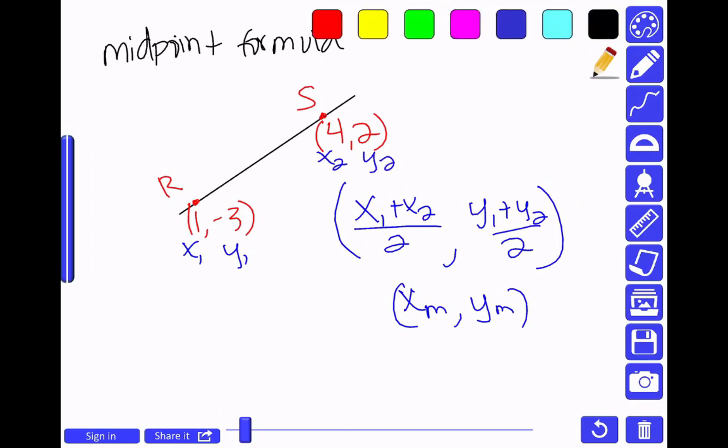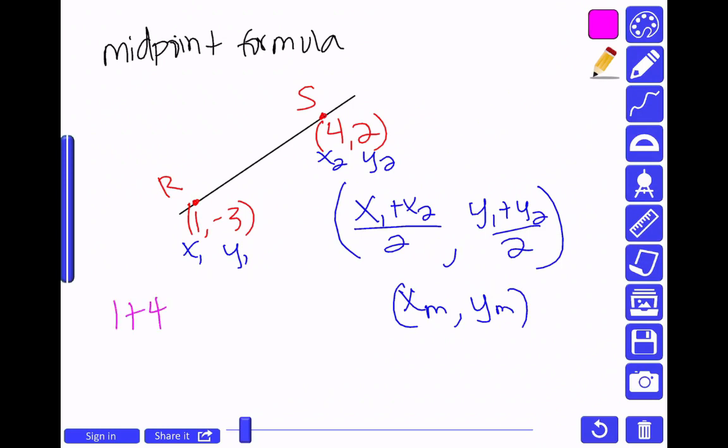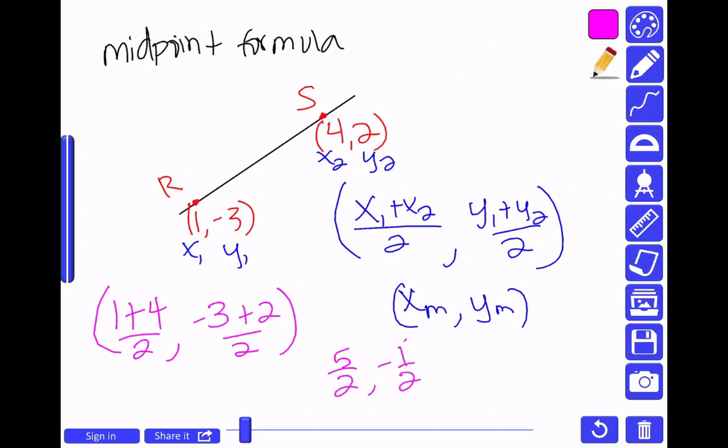So now I'm going to plug this into my formula. So 1 plus 4 divided by 2, and then negative 3 plus 2 divided by 2. That's going to be my coordinates, which is 5 over 2, comma, negative 3 plus 2 is negative 1 over 2. So this is my midpoint, and I could assign a letter to that, and then I could also plot it on my line.